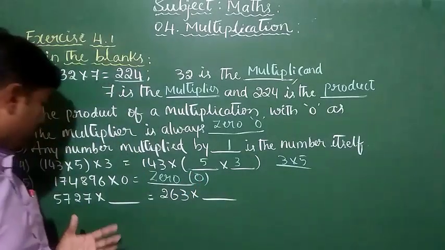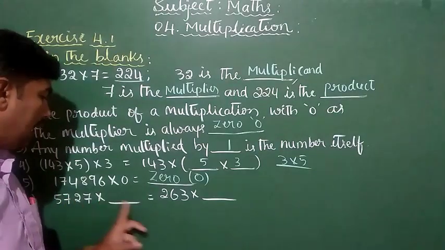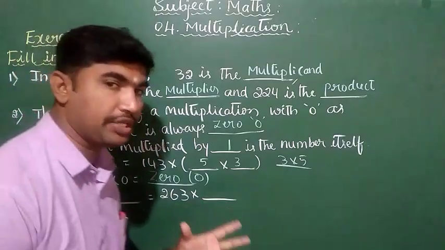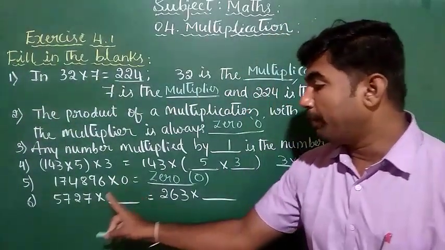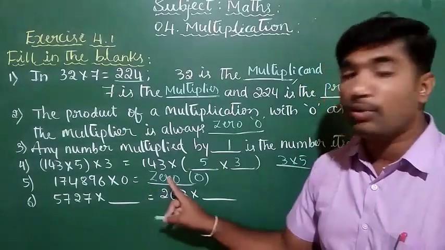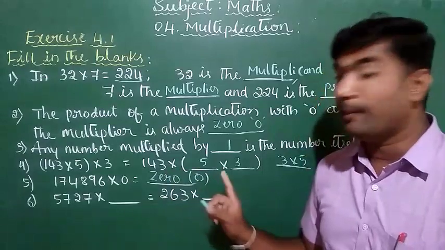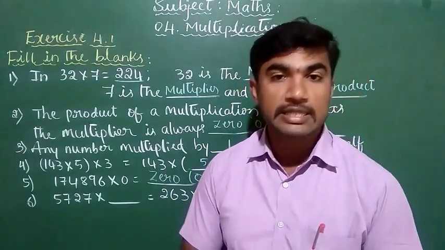And the sixth question, that is 5,727 into dash equal to 263 into dash. Here there are two dashes. Between the two products there is an equal sign, which means these two numbers and these two numbers are equal, then only the products are the same.